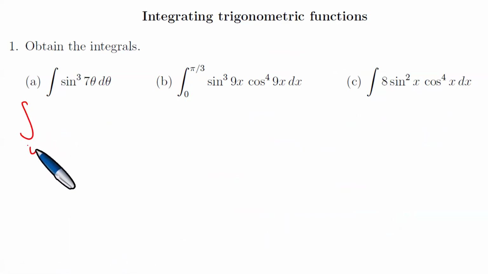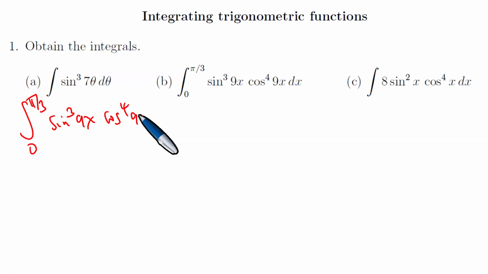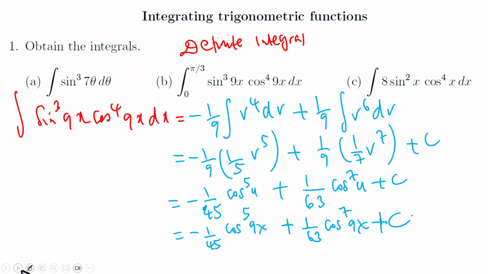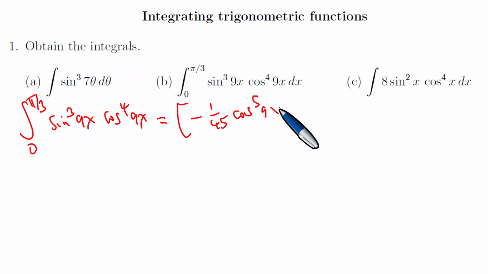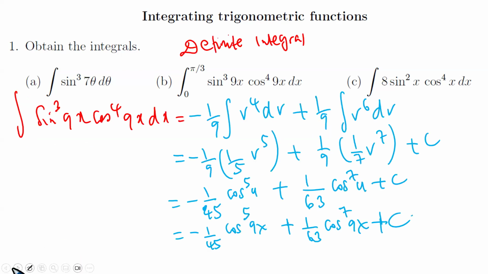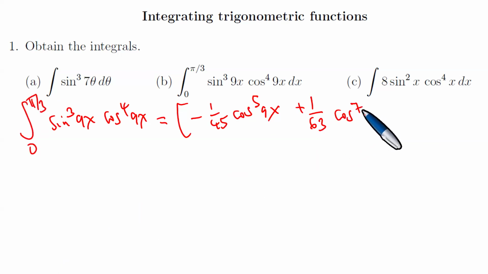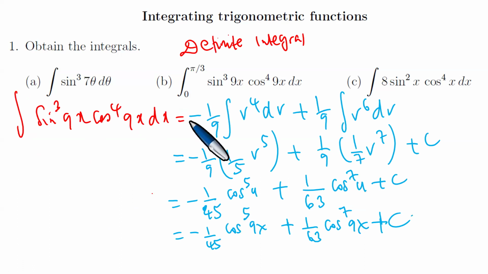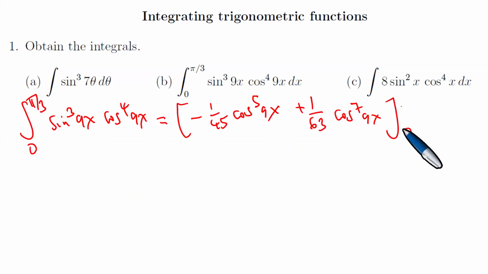So we already have got. So now we consider the integral from 0 to pi over 3, which is actually the same as the sine cubed of 9x, the cosine to the 4th power of 9x. We have already seen it's minus 1/45 cosine to the 5th power of 9x plus 1/63 cosine to the 7th power of 9x. That c, we added it because we left the limits out, but now that we are considering the limits, we can forget about the c and then take everything from 0 to pi over 3 radians, just like so.